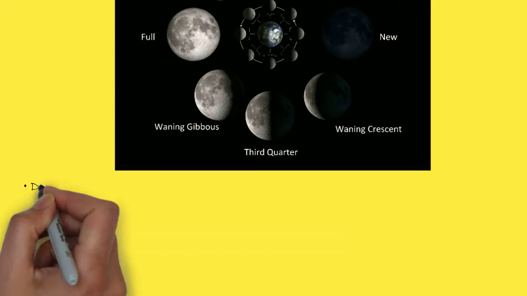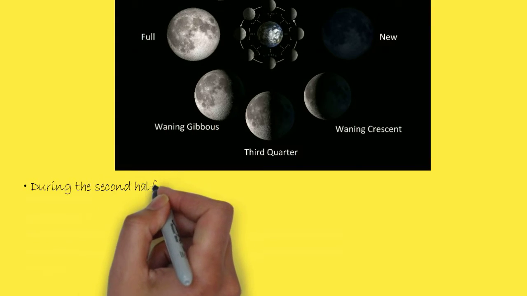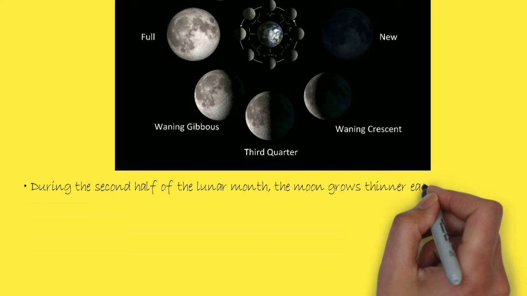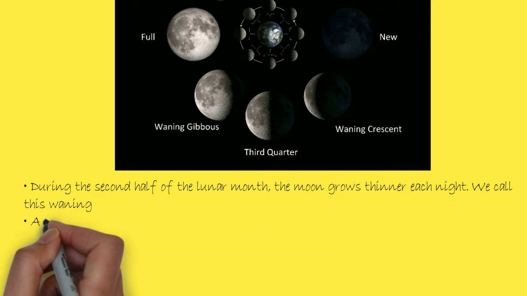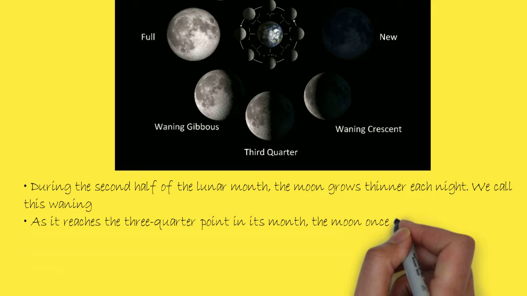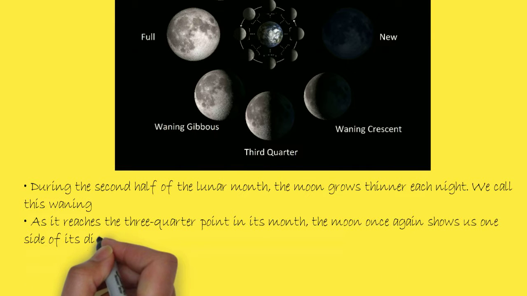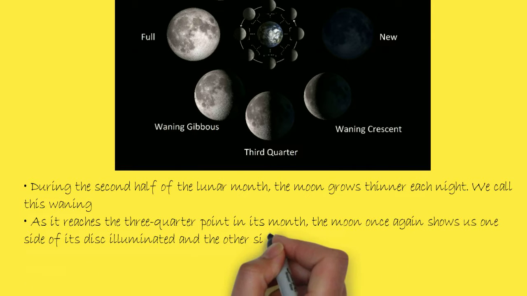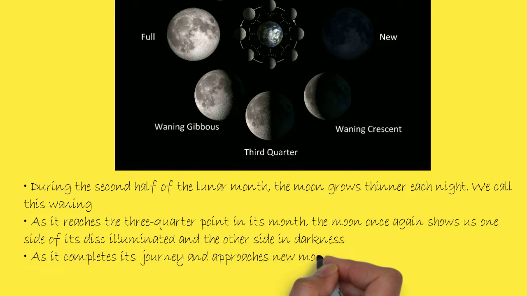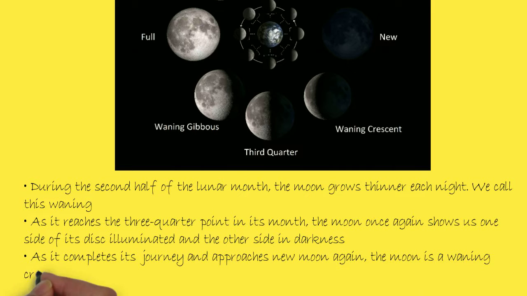During the second half of the lunar month, the moon grows thinner each night. We call this waning. Its shape is still gibbous at this point, but grows a little thinner each night. As it reaches the 3/4 point in its month, the moon once again shows us one side of its disk illuminated and the other side in darkness. As it completes its journey and approaches new moon again, the moon is a waning crescent.